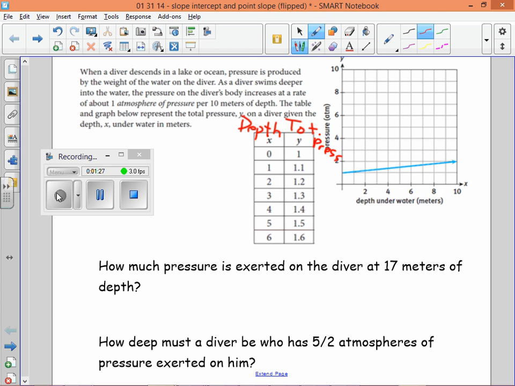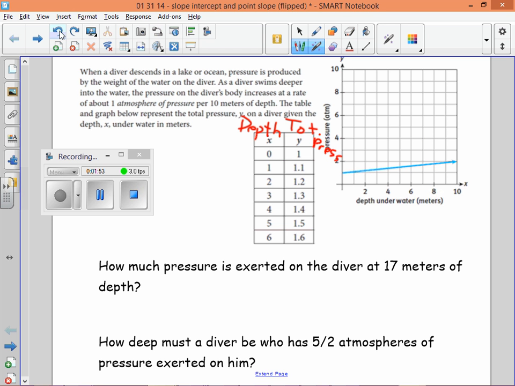We have a linear equation. We know that because over here they show a line, and a line is what we get when we graph a linear equation. What we need to do is find a formula for this linear equation in order to be able to answer these next two questions.